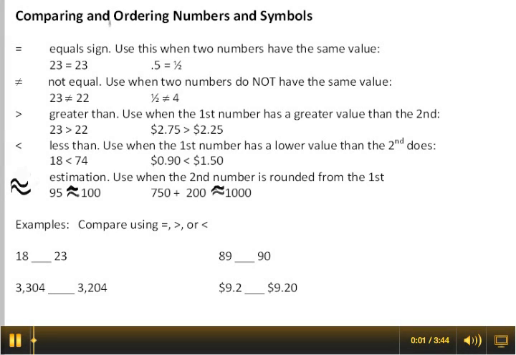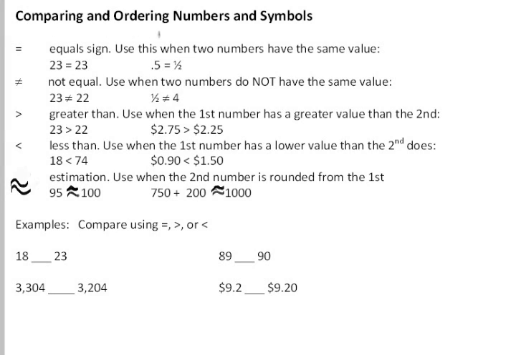Hi, in this video we're going to talk about comparing and ordering numbers and the symbols that we use to compare and order numbers. The first one is the equal sign. You're probably very familiar with the equal sign already. We use this whenever two numbers have the same value. So 23 equals 23. 0.5 or 5/10 equals 1/2. These have the same value.